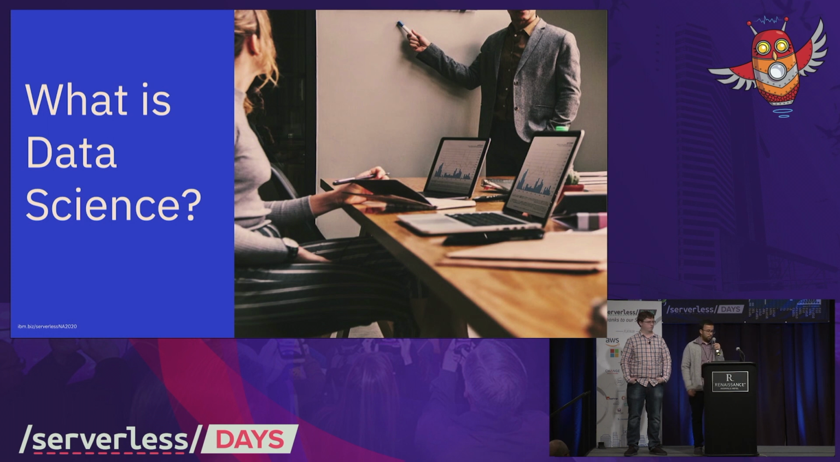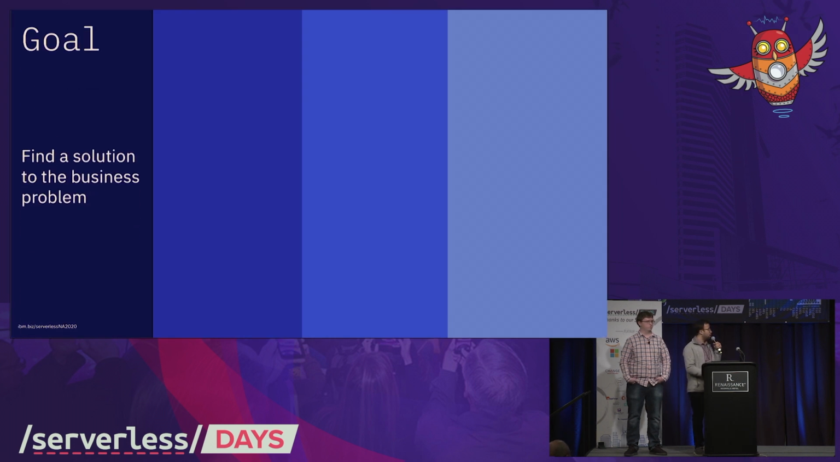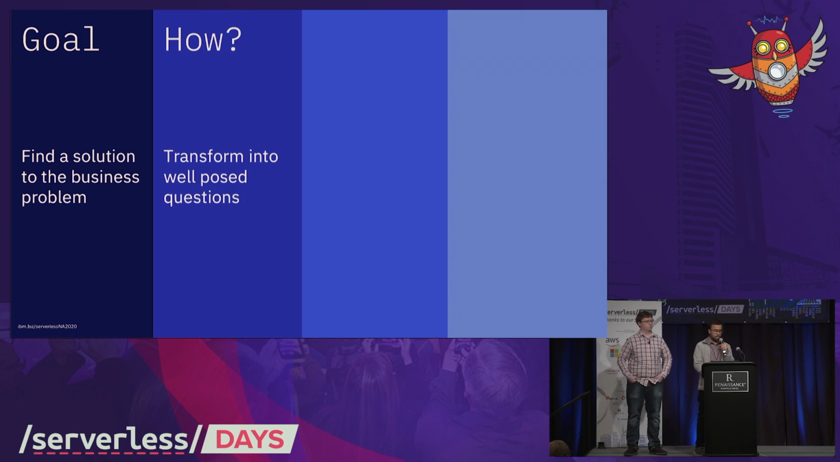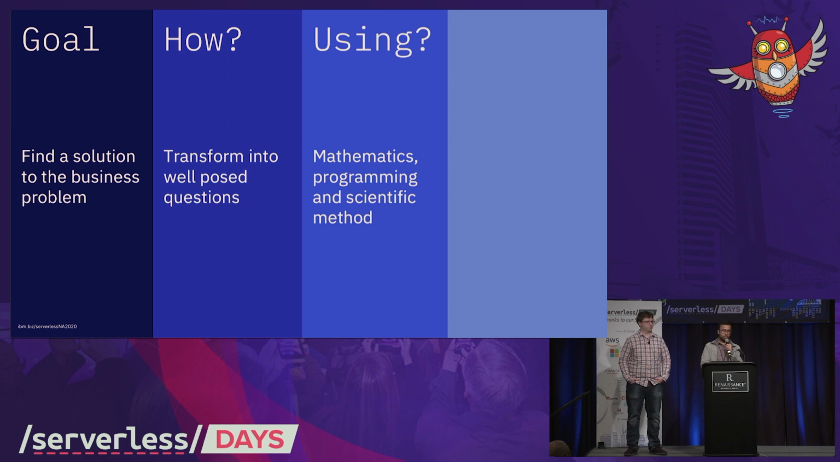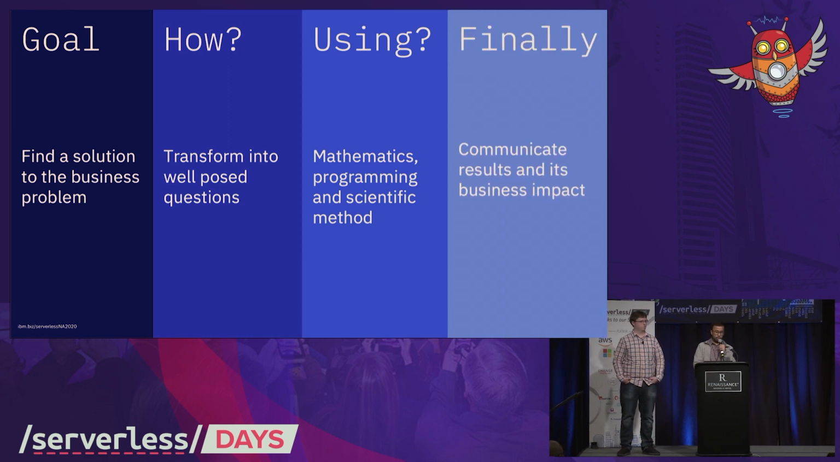A little bit about what data science is, and a part of it that we will be covering today. So the goal is to find the solution to a business problem by transforming it into well-posed questions, and then we use programming, mathematics, the scientific method, and then finally we communicate the results and its business impact, right? So that's the whole functional level overview of data science, a very broad functional level overview.